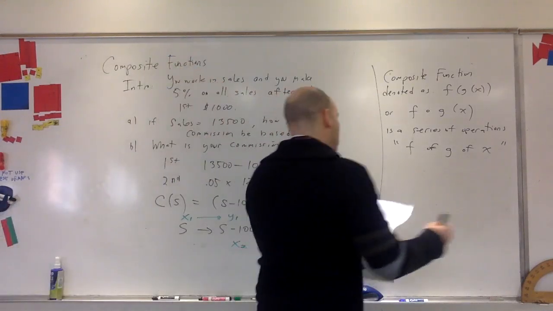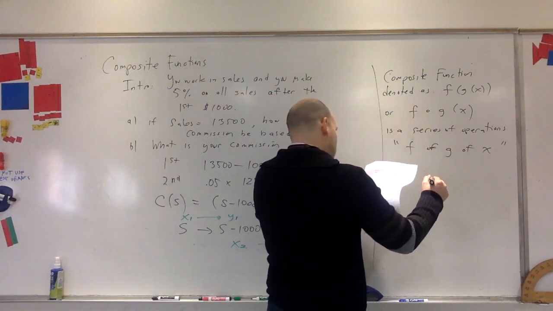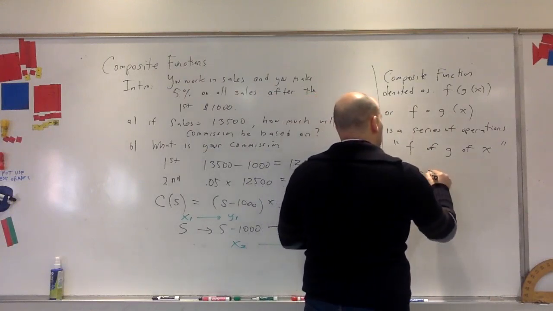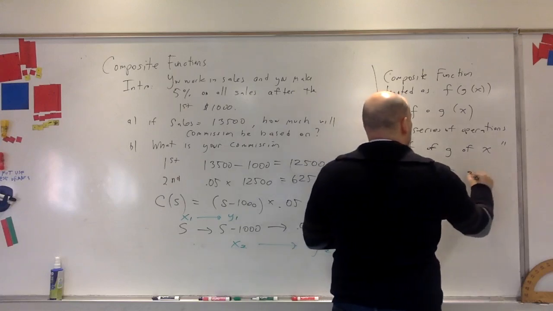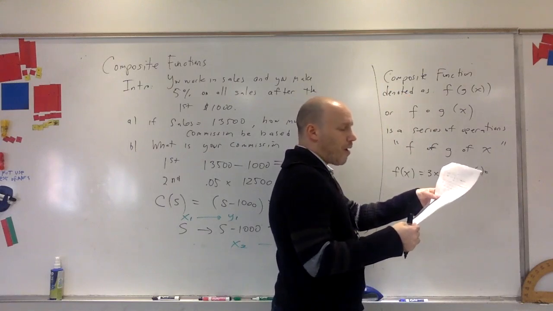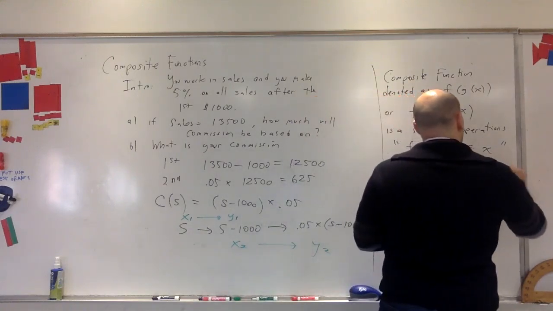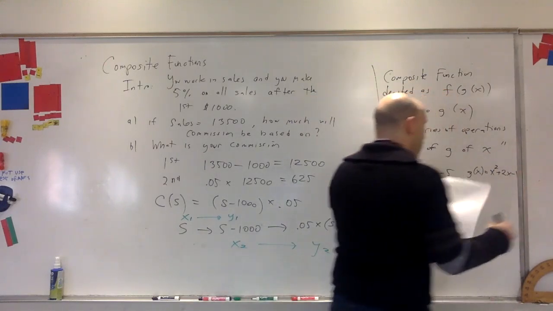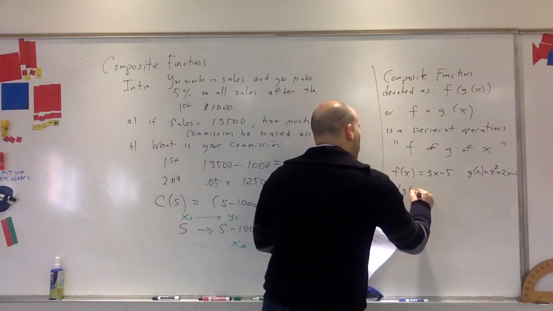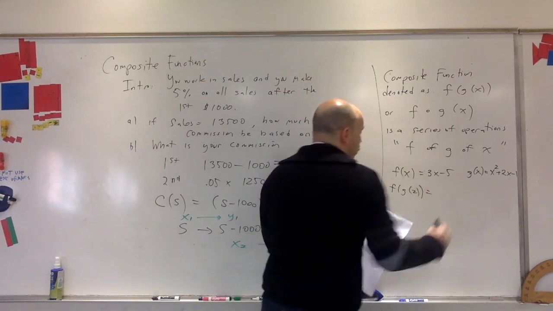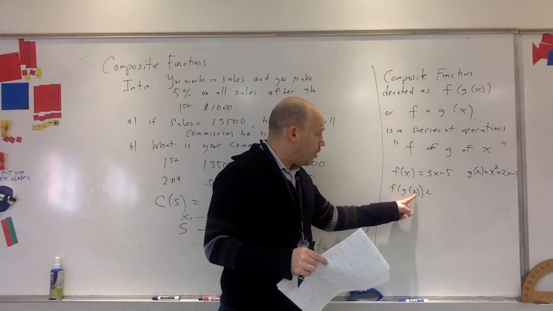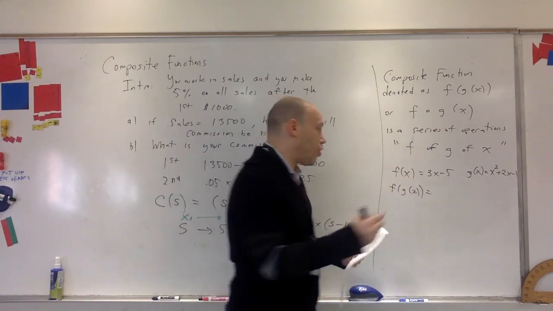So let's do one example. Let's say f of x is 3x minus 5, and g of x is x squared plus 2x minus 1. The first question might be, what is f of g of 2? The first thing, we work from the inside out. So we take the 2 and put it in the g function.